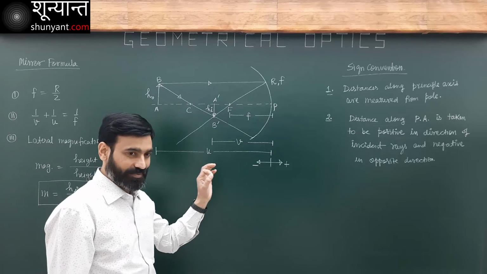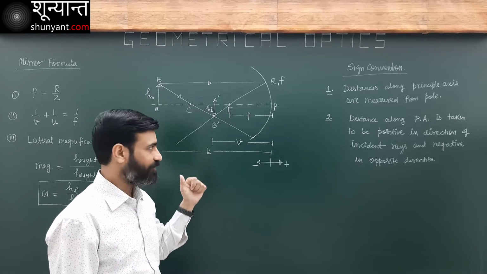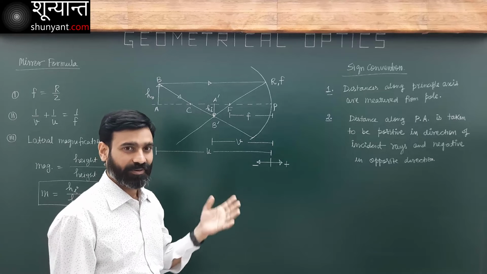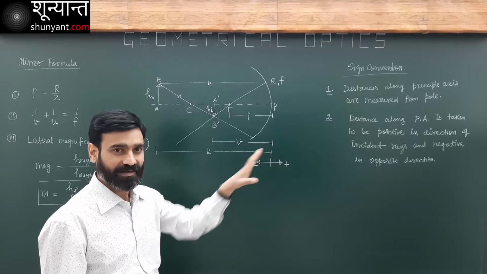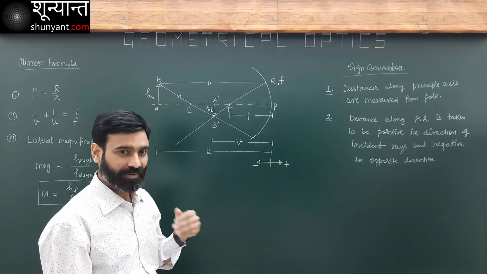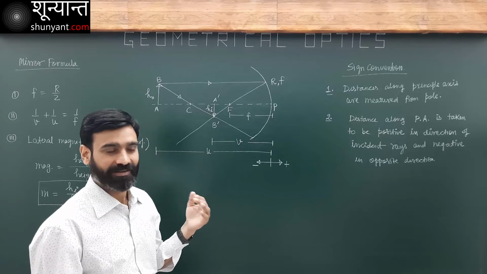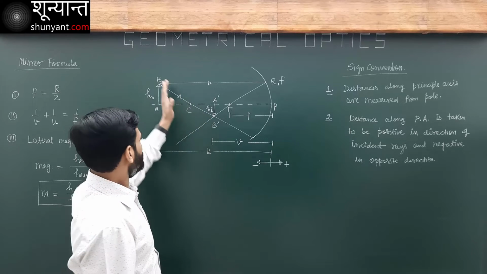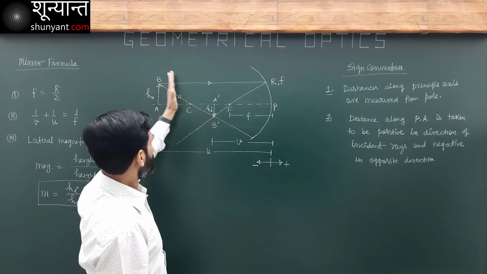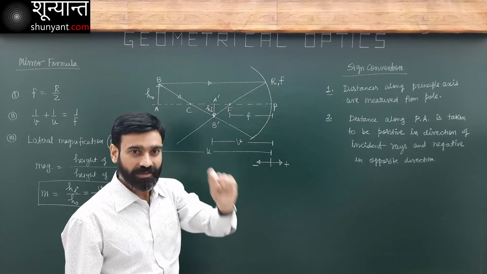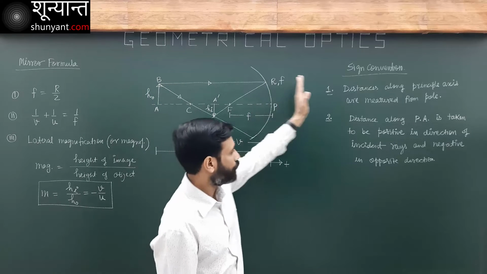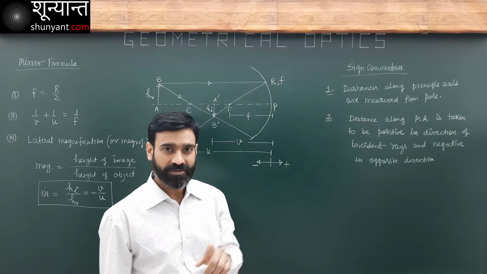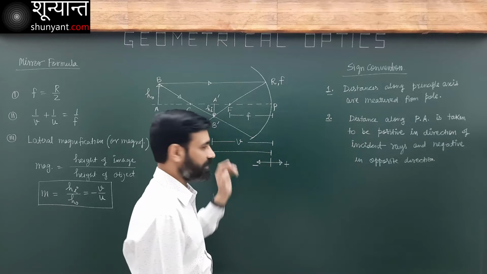Try to understand this very clearly. Anyway, we are going to do many problems, and we are going to use the same sign convention. You will become comfortable, you will become well versed in it. So, this is my object. Incident rays are going towards the right. So distances to the right of the pole will be positive, to the left will be negative.